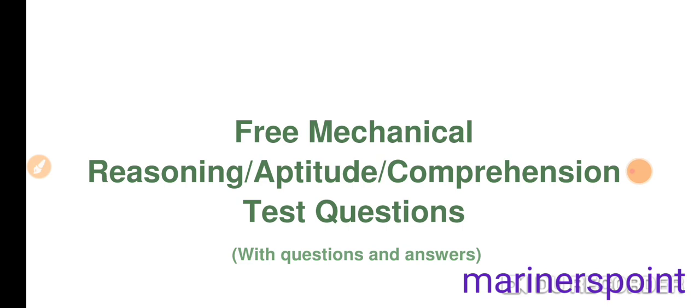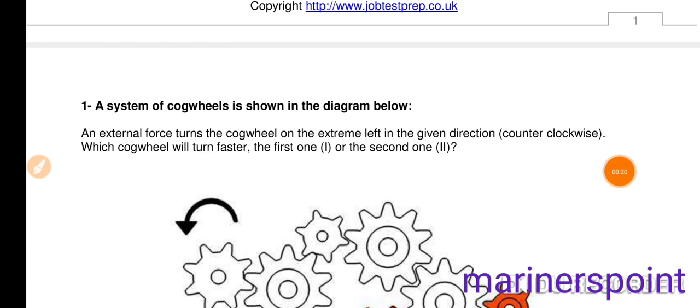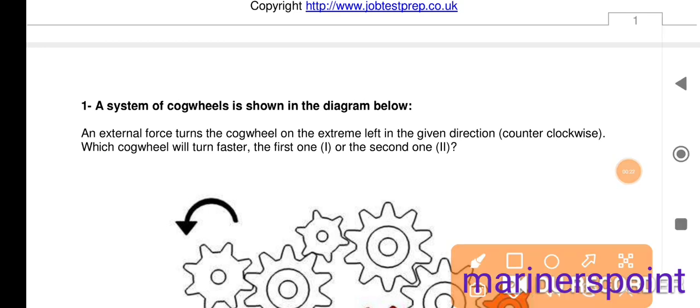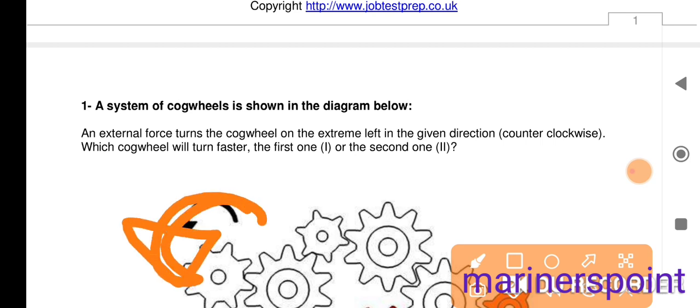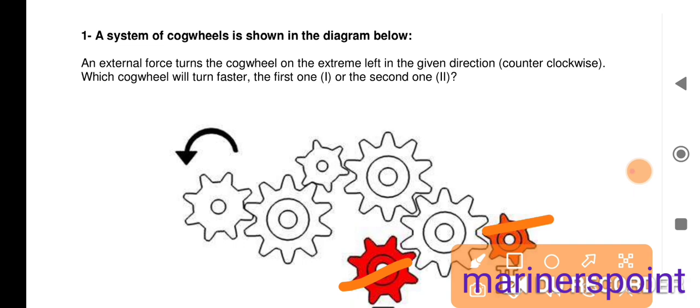Today in this video I am discussing free mechanical reasoning aptitude. So let us start discussing the question. This is the first question. Here the question is given that it is rotating in anti-clockwise direction and you have to find which one of figure 1 and 2 will move faster.